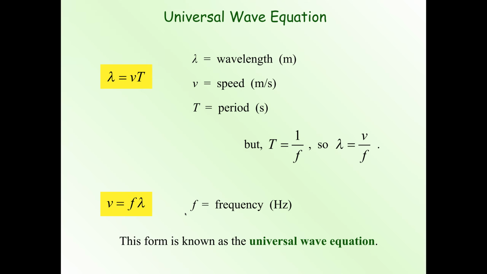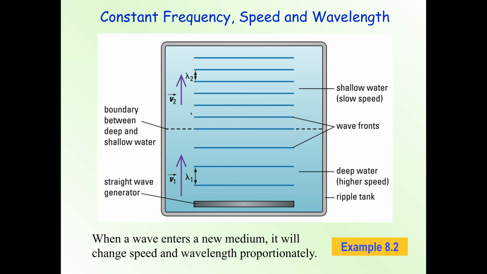Okay, constant frequency, speed, and wavelength. We have one of these at the school. We would have done some different wave generating examples, but since we're at home, we just get to think about it. I'll try and post some videos showing what's happening. So when a wave enters a new medium, it will change speed, and the wavelength will change proportionally.